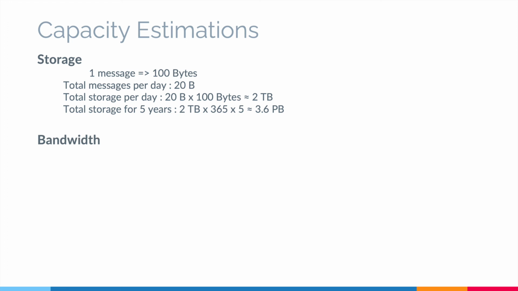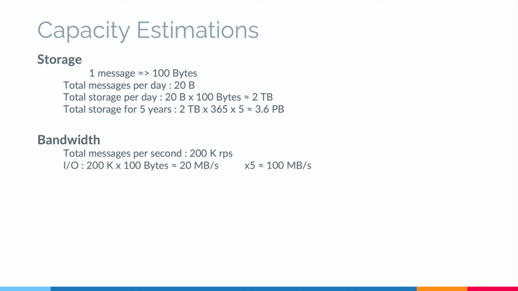Finally, let's see how much content over the bandwidth we need to handle. Earlier, we estimated the throughput to be 200,000 requests per second. So with each message of 100 bytes on average, the total I/O we get is 200,000 into 100 bytes. This comes out to be 20 MBs per second. To handle spikes on some occasions like maybe festivals, we should handle up to 5 times the traffic. So we are looking at bandwidth of 100 Mbps.